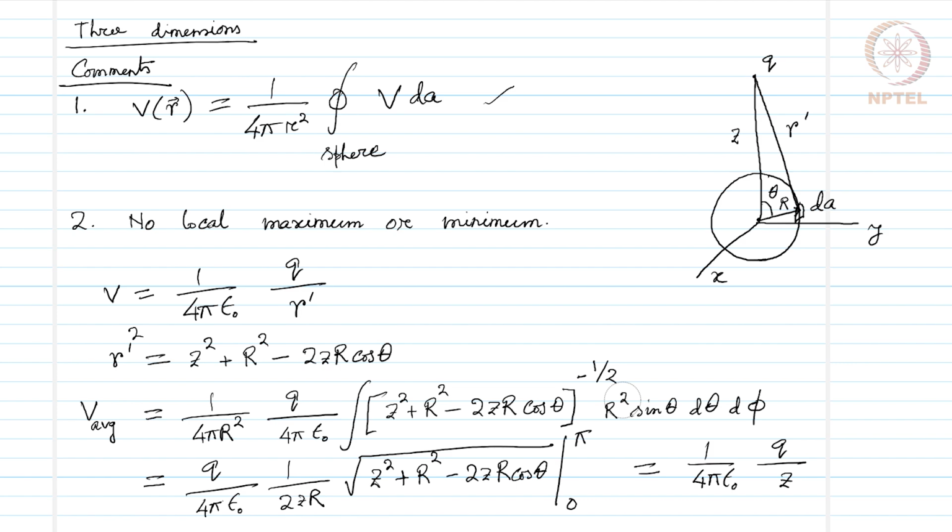Now, this is precisely the potential due to this point charge q here at a distance z from the center of this sphere. So, if we average the potential over the surface of the sphere, we get the potential at the center of the sphere. So, in this example, we have verified the statement that we made here. So, we understand that our comment on Laplace equation is indeed valid.